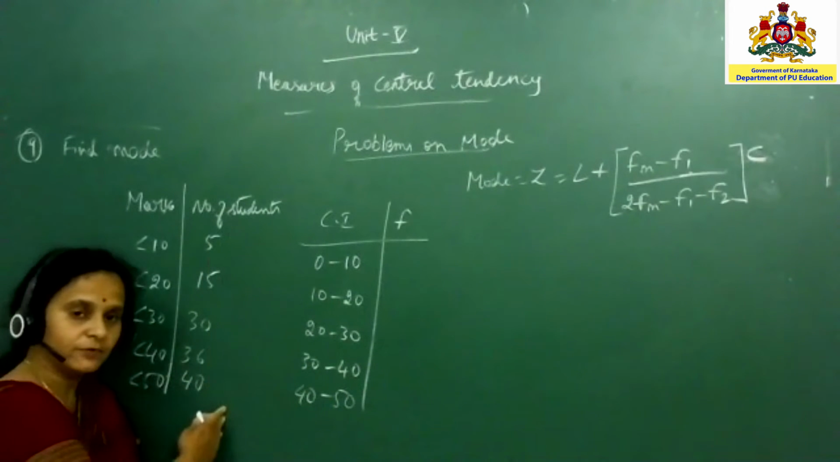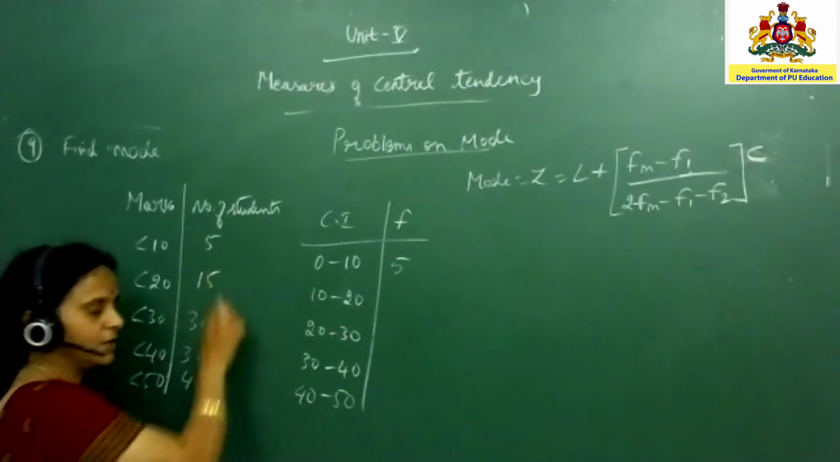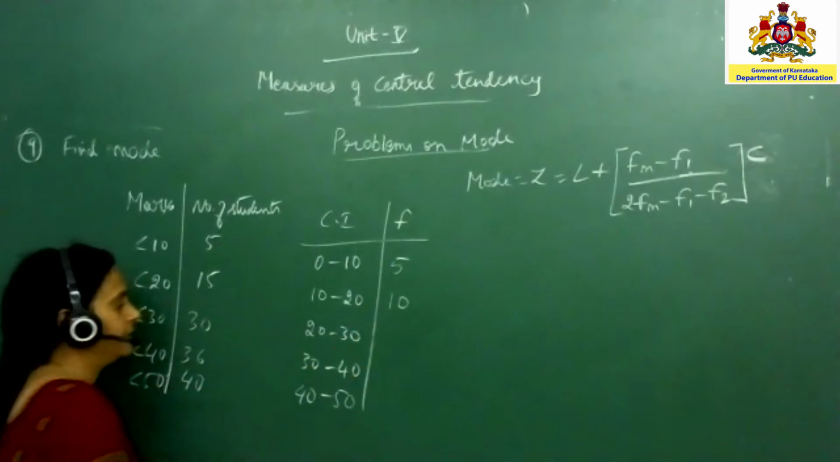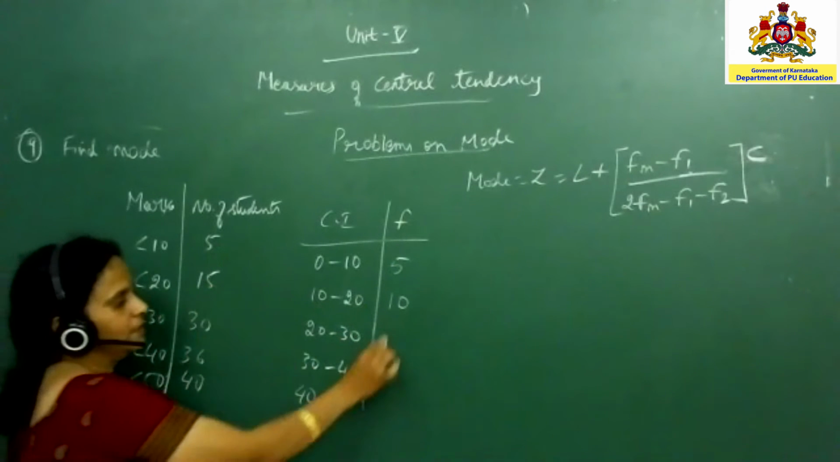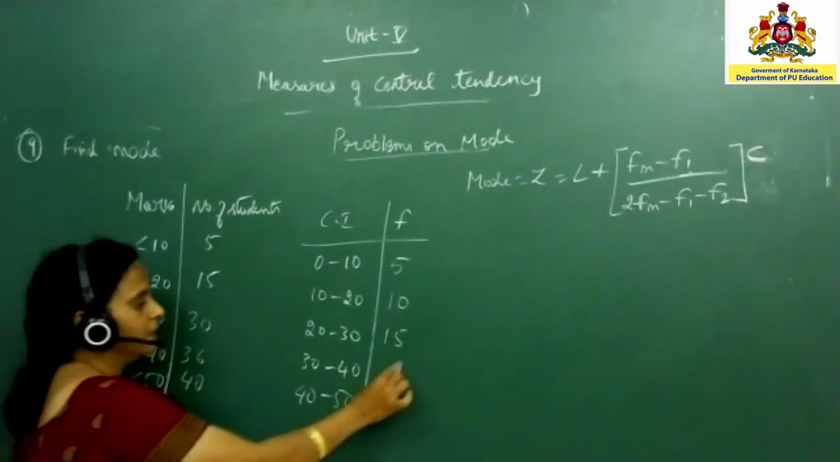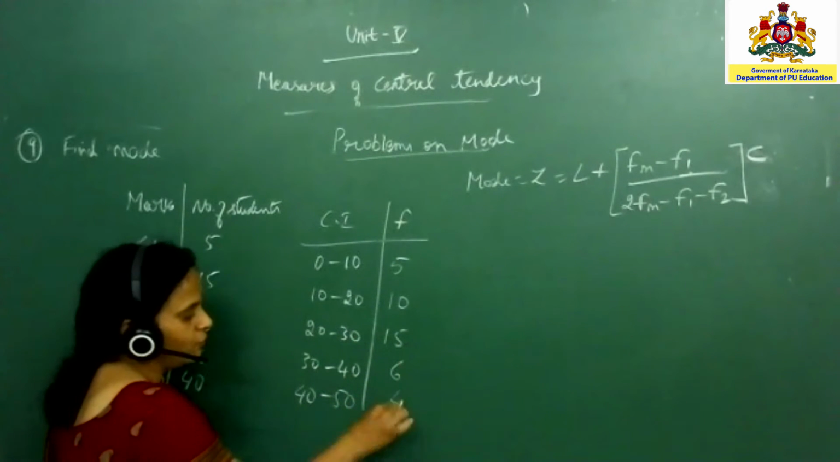Again, I should check the frequencies. So the first frequency will be as it is, 5. Next, we have to change 15 minus 5, so 15 minus 5 will be 10. Next, 30 minus 15, so it will be 15. Next, 36 minus 30, it will be 6. Next, 40 minus 36, it will be 4.